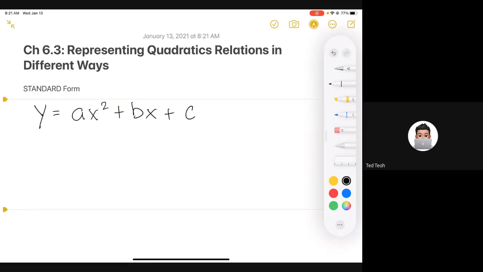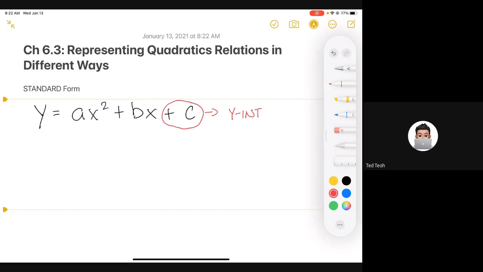In standard form, it gives me one piece of information. When we did vertex form, it gave us tons of information, like what the vertex is, the max or min, the stretch or shrink, which way it opens, and so forth. With standard form, it gives us one piece of important information, and that is called the Y-intercept. This last number on the end of the equation is known as the Y-intercept.